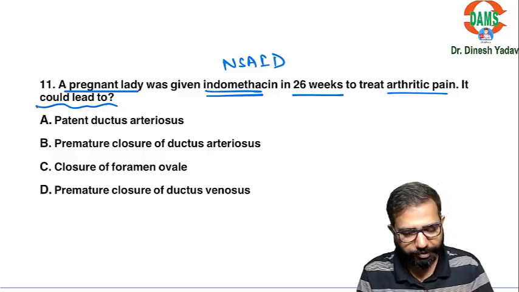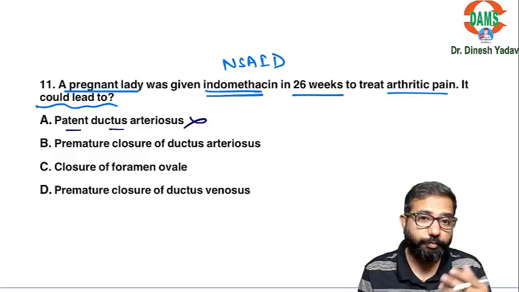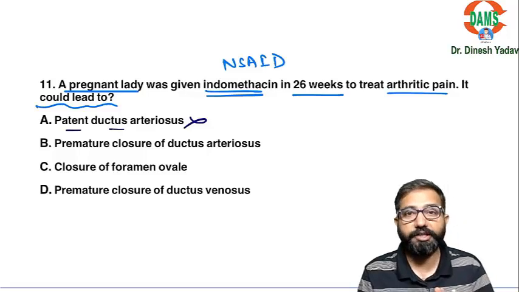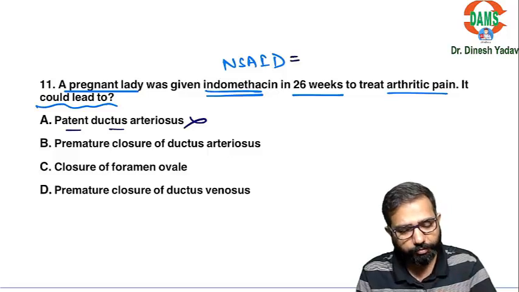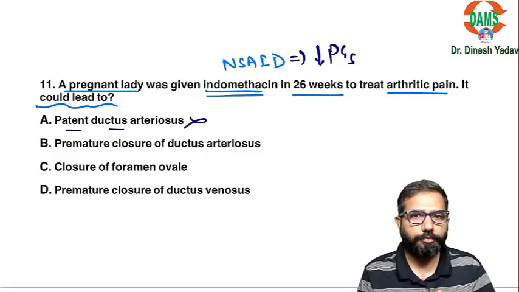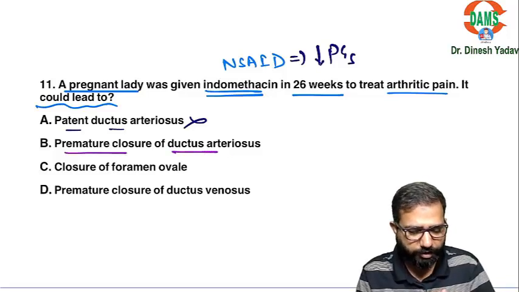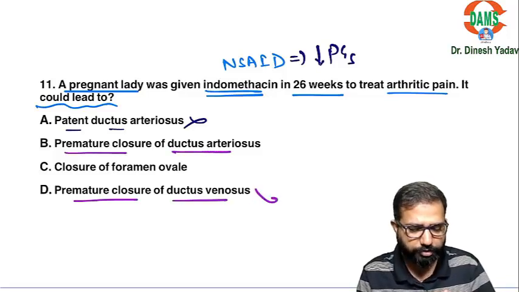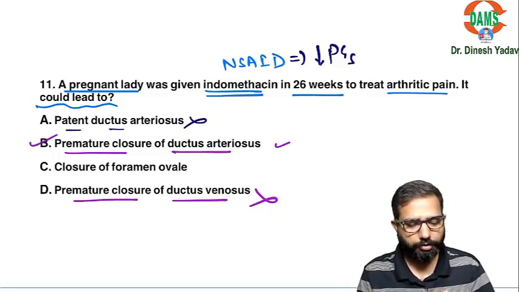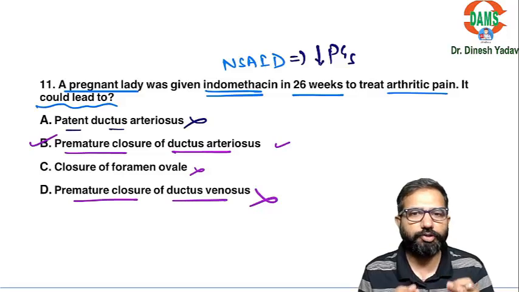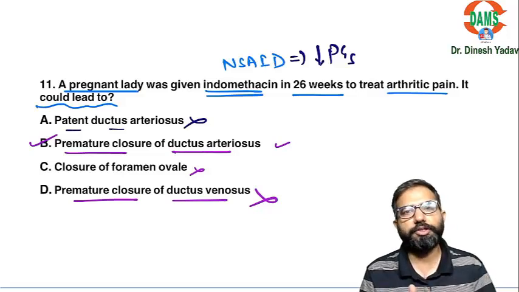See the options. Patent ductus arteriosus, no. They cause the premature closure. To maintain the patency, prostaglandins are needed. These are prostaglandin inhibitors, so because they inhibit prostaglandins, they can cause premature closure. Premature closure of ductus arteriosus, not ductus venosus. It is ductus arteriosus, PDA closure, not foramen ovale. Premature closure of the ductus arteriosus is seen due to these drugs.